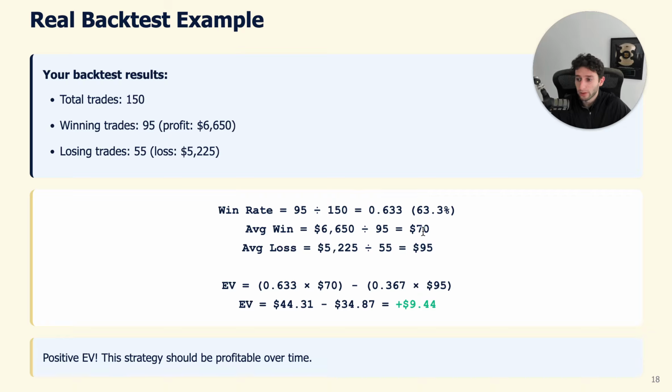Your average winner is going to be $70. Your average loser is going to be $95. Plug it into the EV formula, and you make $9.44 for every trade that you take. This is a positive EV. This is a strategy that over time should make you money.